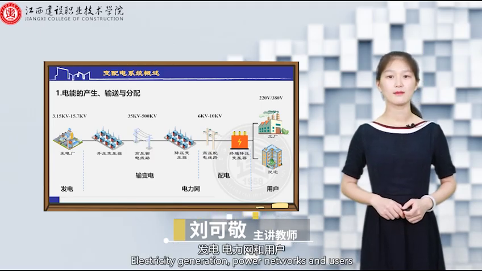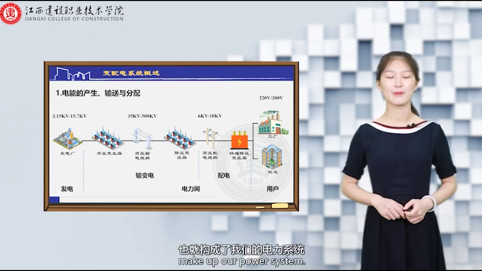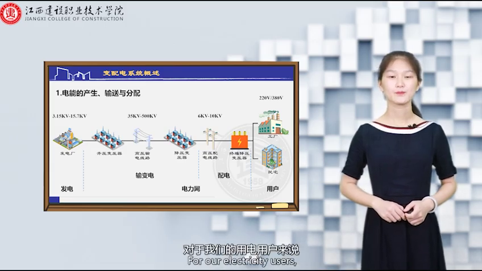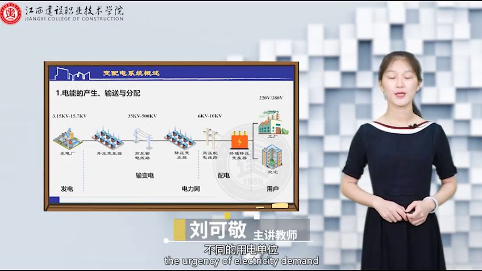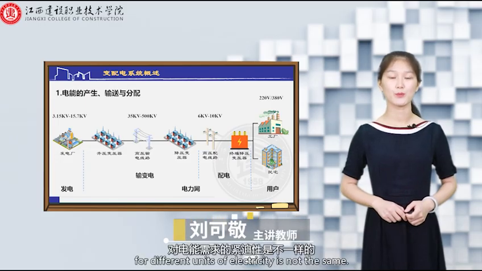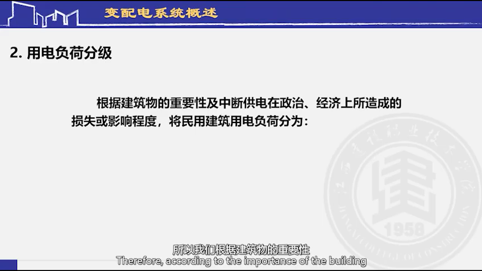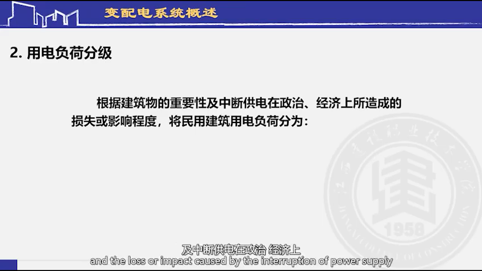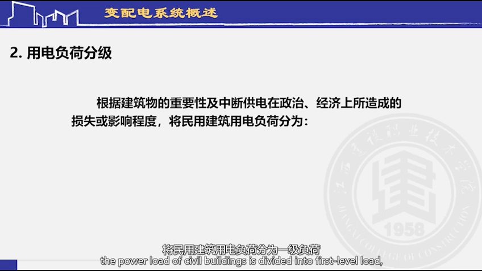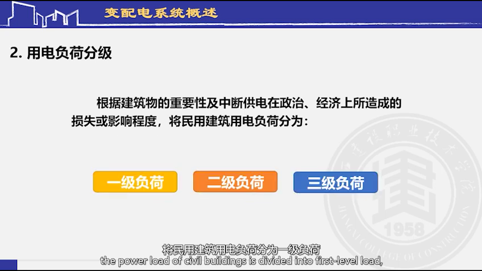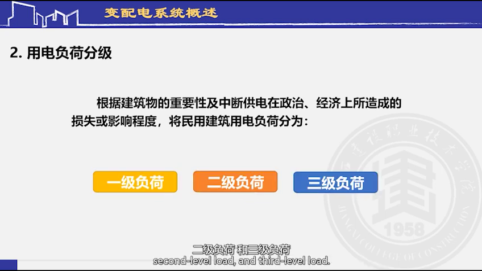Electricity generation, power networks and users make up our power system. For our electricity users, the urgency of electricity demand for different units is not the same. Therefore, according to the importance of the building and the loss or impact caused by the interruption of power supply, the power load of civil buildings is divided into first-level load, second-level load, and third-level load.